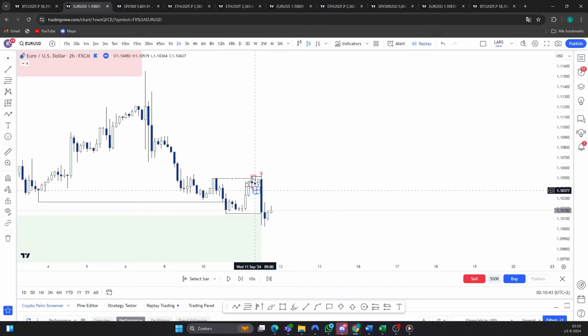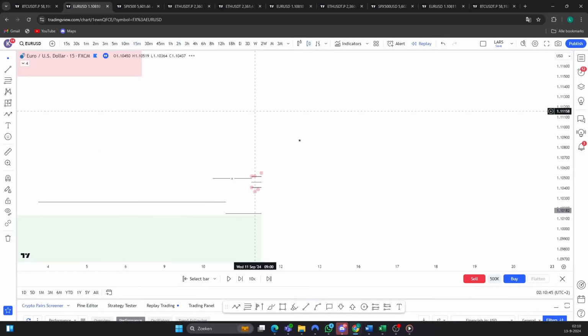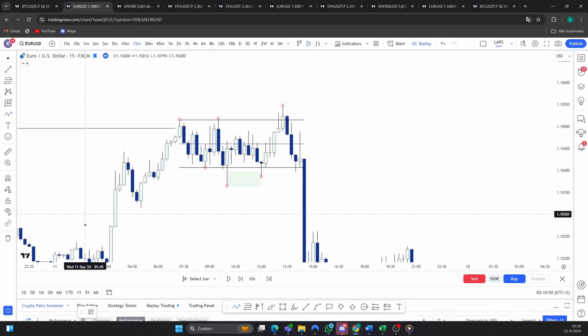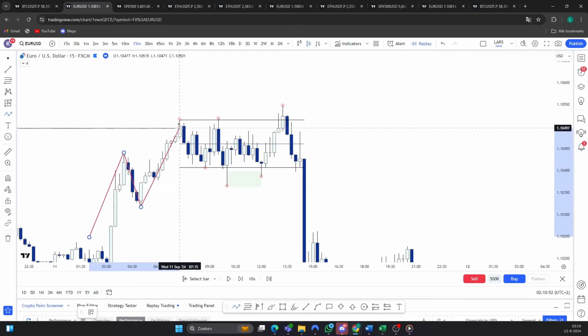Okay, and we started wicking it, creating a range. Well, what happened? We are trending up. Okay, higher lows and higher highs, range high, range low, deviation at the bottom right here.